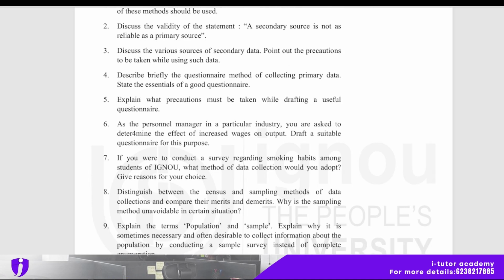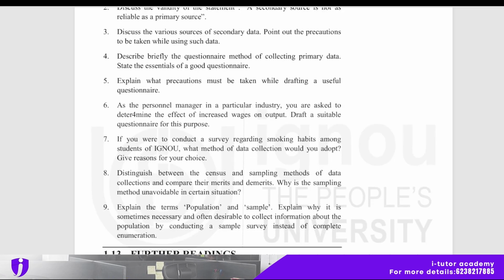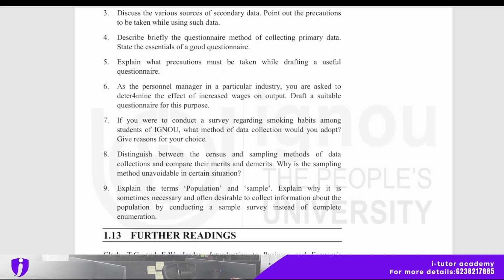As the personnel manager in a particular industry, you are asked to determine the effect of increased wages on output and draft a suitable questionnaire for this purpose. If you were to conduct a survey regarding smoking habits among students of IGNOU, what method of data collection would you adopt, and give reasons for your choice? Okay, so this is a syllabus question, but it's based on our data only.